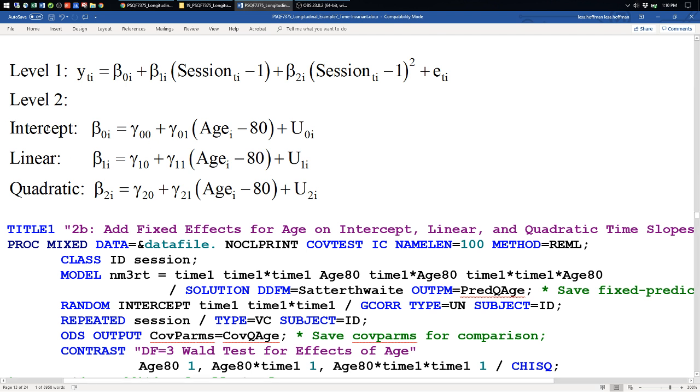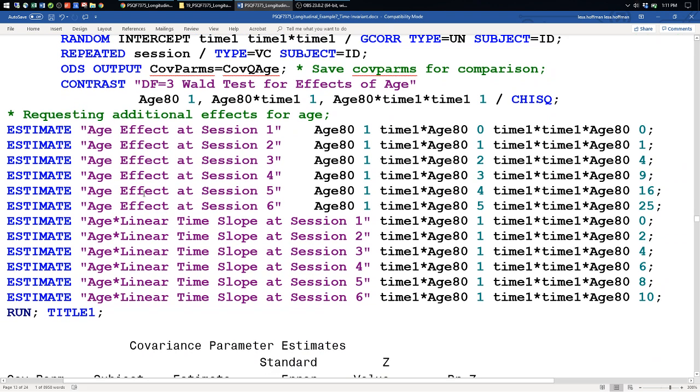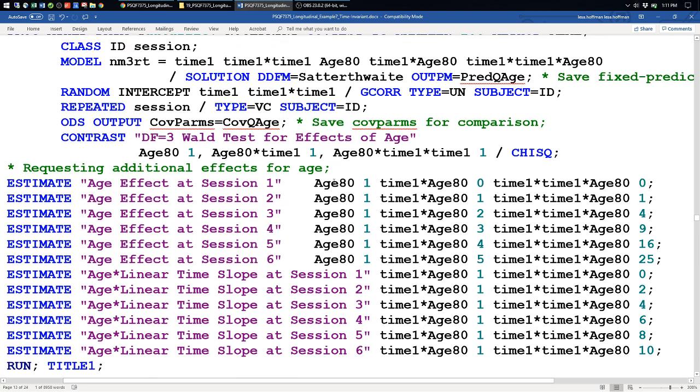When I write out these equations, I started doing this in the book and I've kept doing it since then. I find it helpful to remind the reader what this is the equation for, just to make it as concrete as possible. It doesn't take much extra room, and I think it helps with interpretation. I'm then asking for the age effect at each session, as well as how the age by time interaction varies by time. Let me say that again.